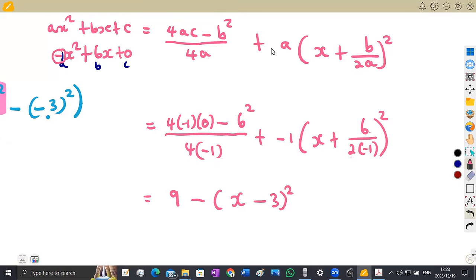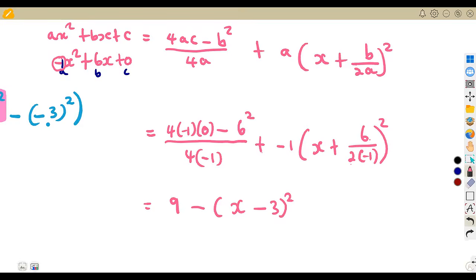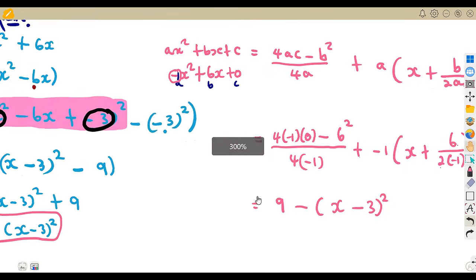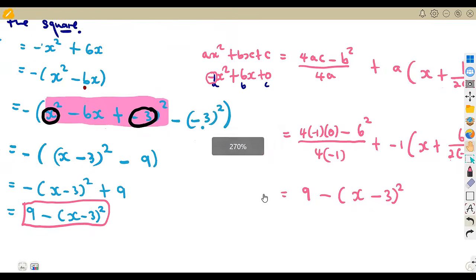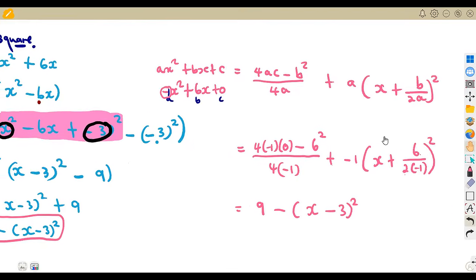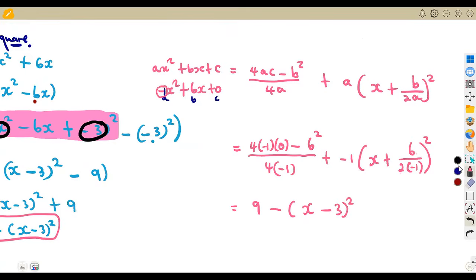All right, is it the same answer that we had previously by using our traditional way of factorization, completing of the square? This is exactly what we got: 9 minus x minus 3 squared. So after you've completed the square, whether you choose to work with this formula, you are supposed to know your formula.